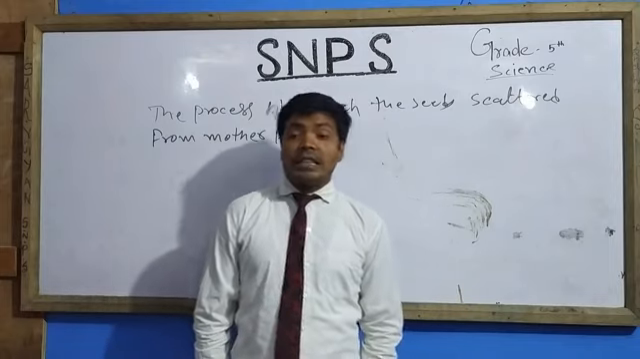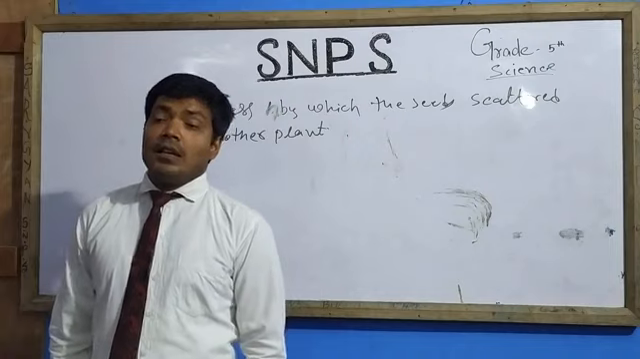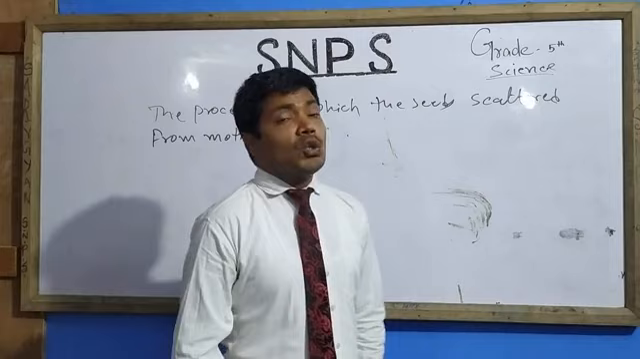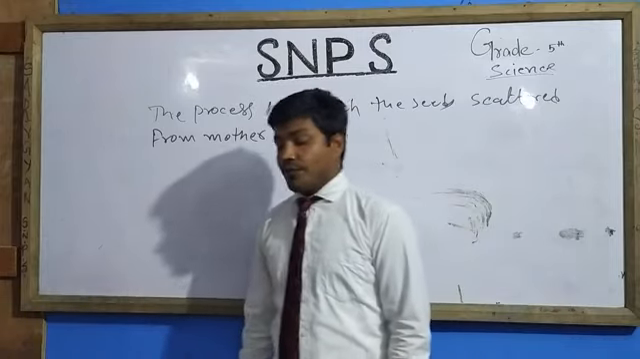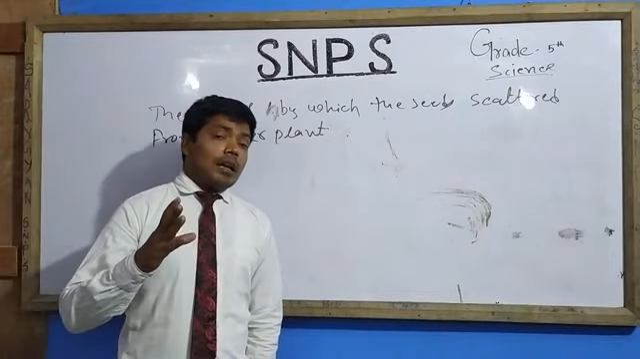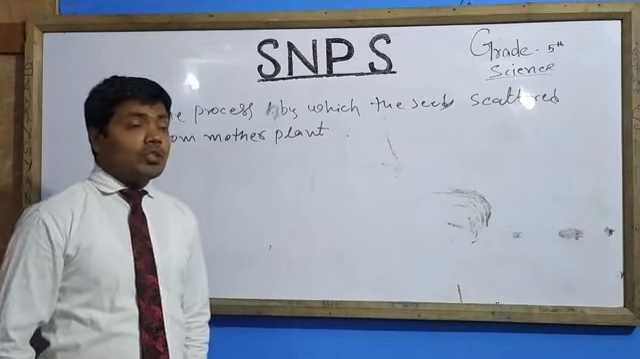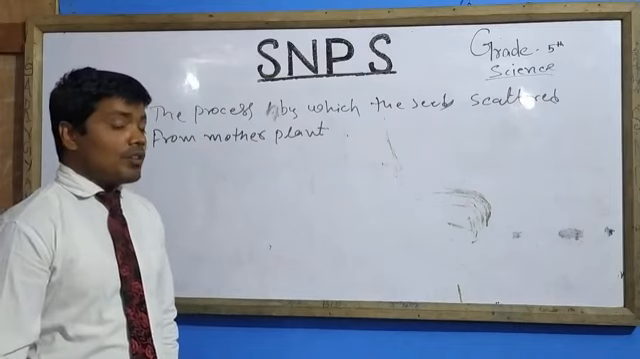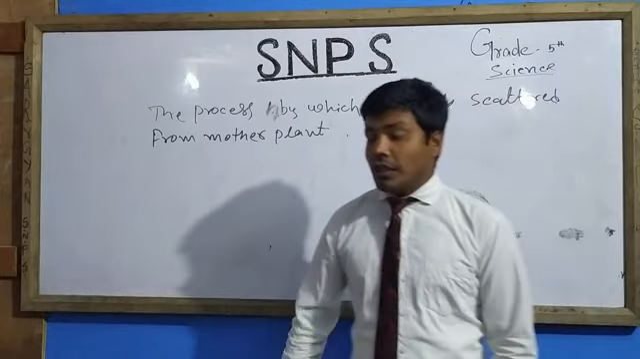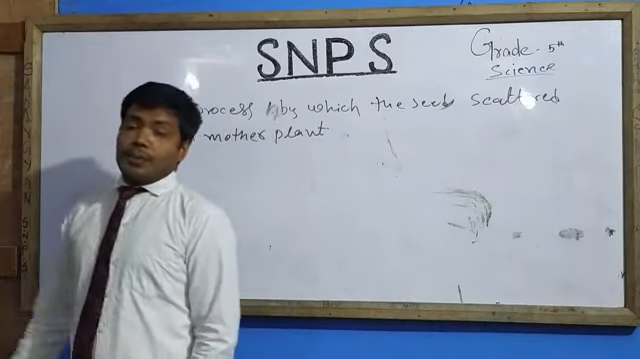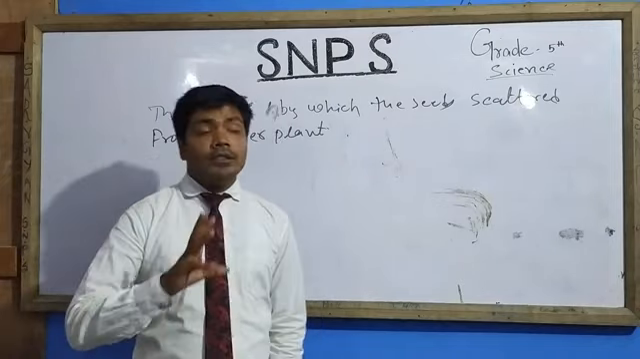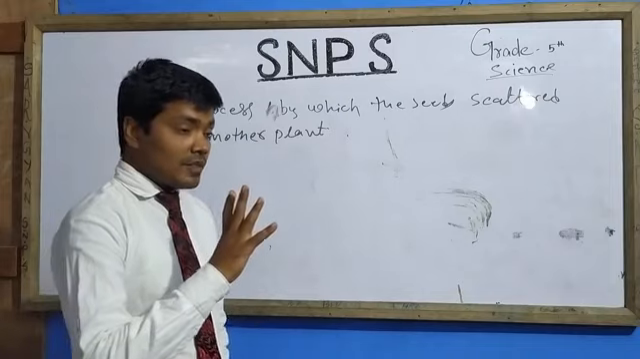Some plants like strawberry. Strawberry produce their new plant by the runners. You can see the banana and other plants that produce plant from their runners. That means their roots run under the soil and make the new plants. These plants make new plants by the runners.